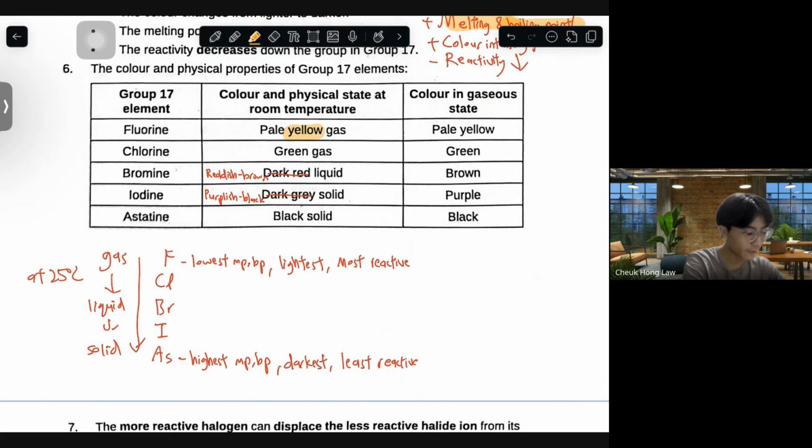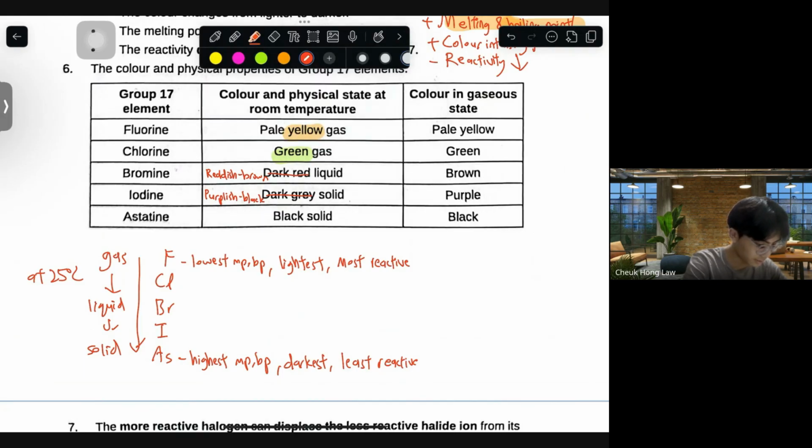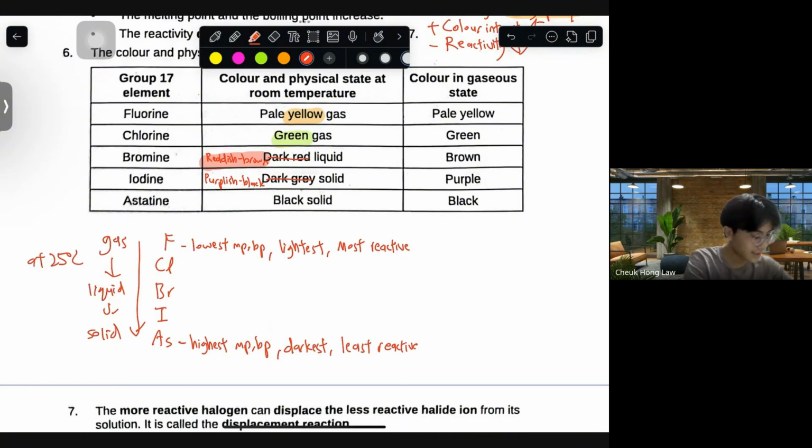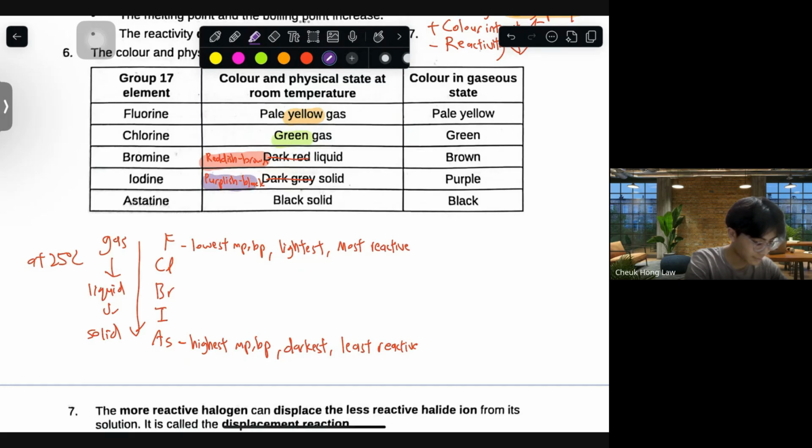Then chlorine is a green gas. Let's see if I got a green highlighter. Yes, I have. Chlorine is a green gas. Bromine is a reddish brown gas. Just put this color. Reddish brown gas. Iodine is purplish black, and it's a solid at room temperature.